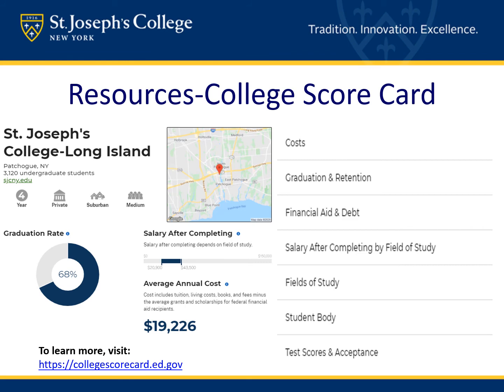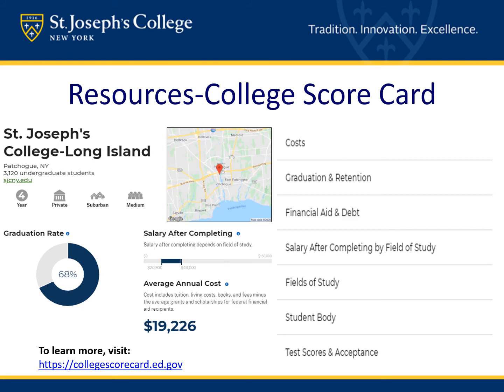So here are some resources coming up in this section that can kind of help you through the process and help you figure out what schools might be right for you in general to apply to from an admission standpoint, and then also what schools might be affordable for you to attend from a financial aid standpoint.